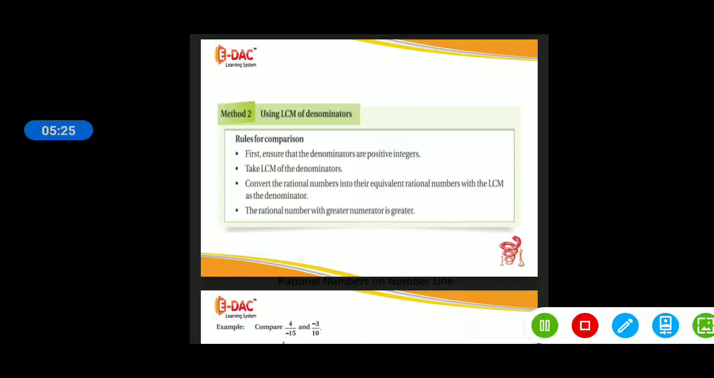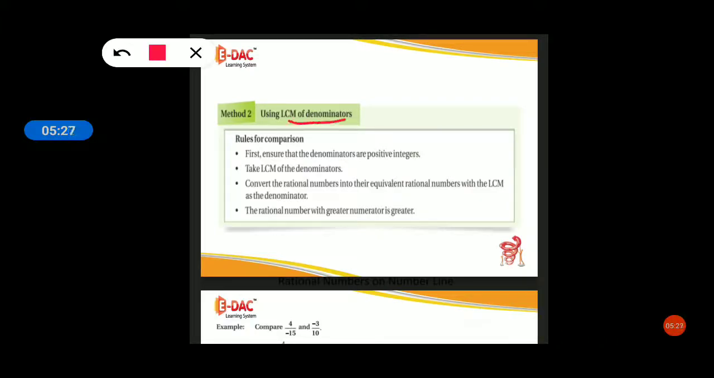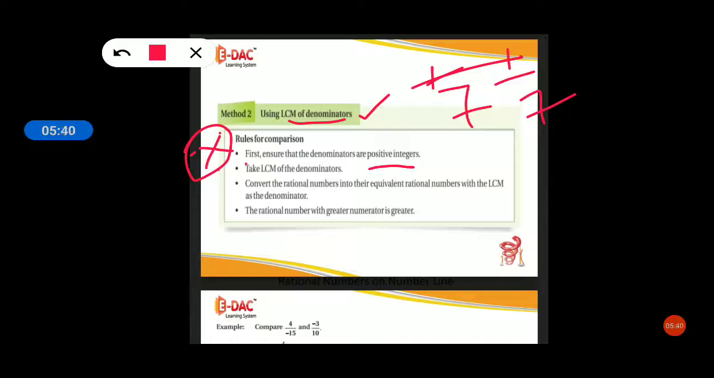Now we will see the second method, that is nothing but using LCM of denominators. If the denominator is the same, no problem, we can represent it on the number line. If the denominators are different, what do you need to do? First ensure, see the rules, these rules are important. First ensure that the denominators are positive integers. The denominator should always be positive.